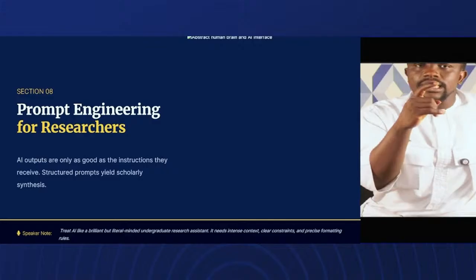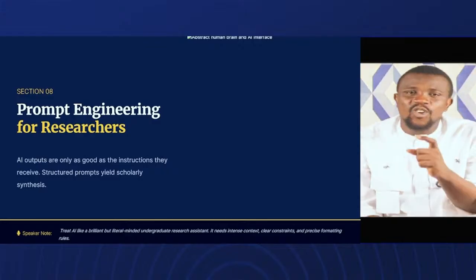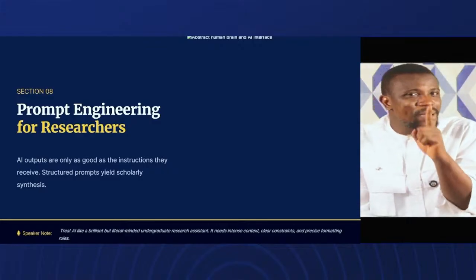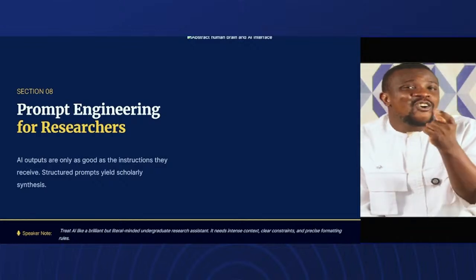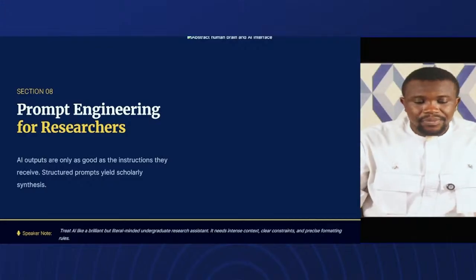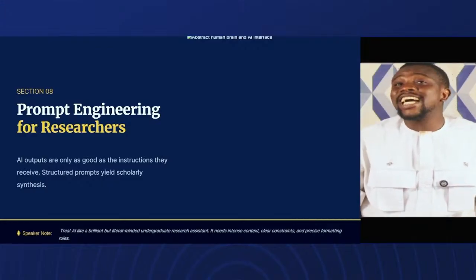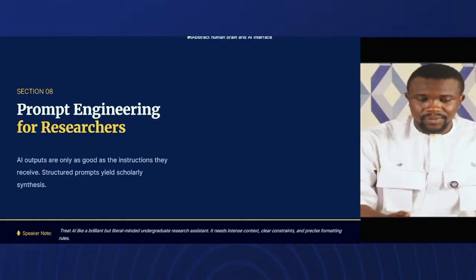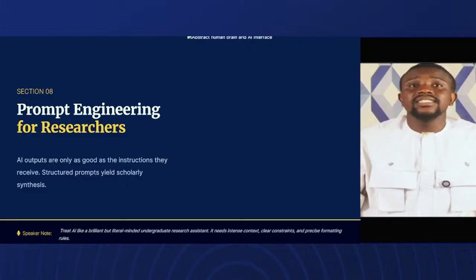Welcome to section 8. Under section 8, we are going to be talking about prompt engineering for researchers. Please understand that the quality of your outcome depends primarily on the quality of your prompt. So in this section, I'm going to be teaching you how to write a standard prompt. And I'm going to be giving you an exciting framework, guys.